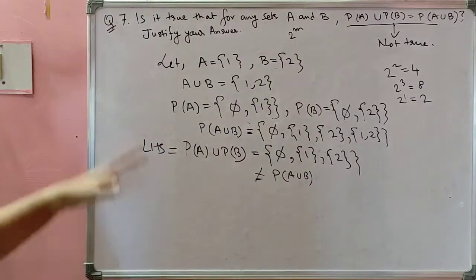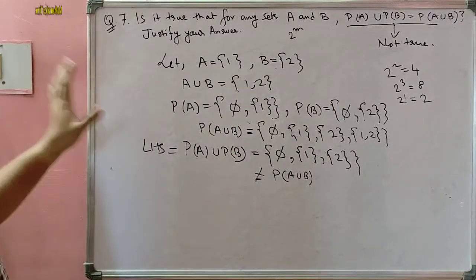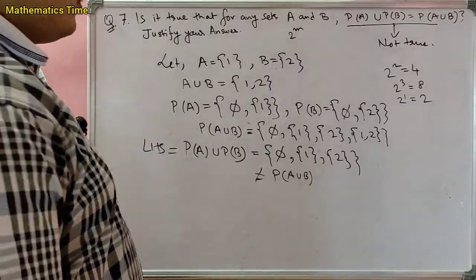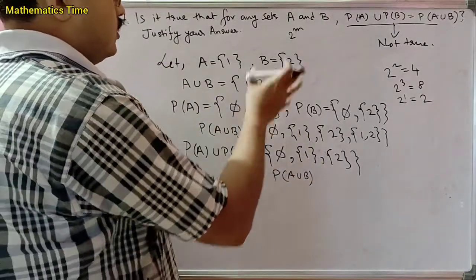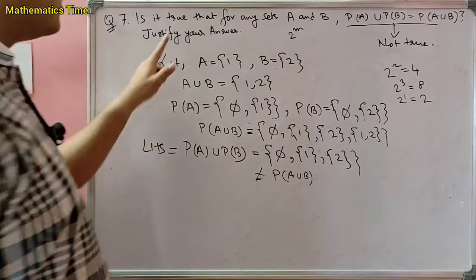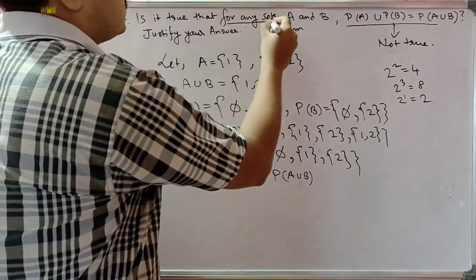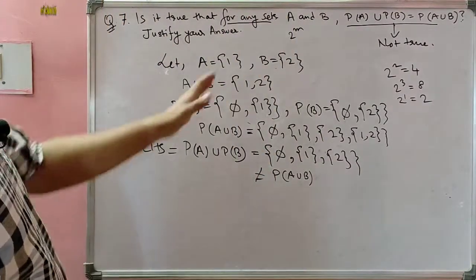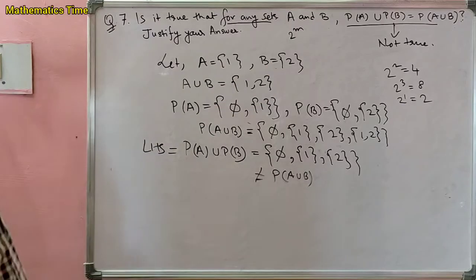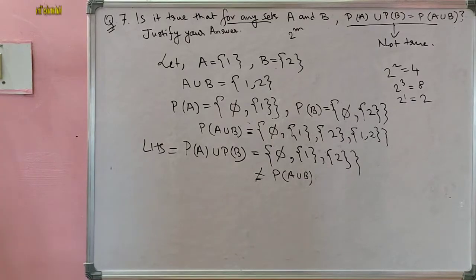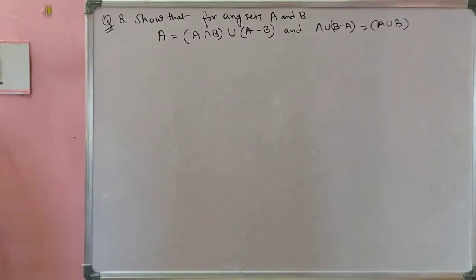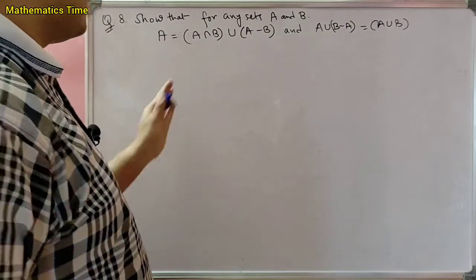This is an example to show that it's not true. If for any example it's not true, then the statement is wholly not true. Because in the statement it's written for any sets A and B, and A and B are 2 arbitrary sets we have chosen. So if for one example it is not true, then as a whole the statement is not true.